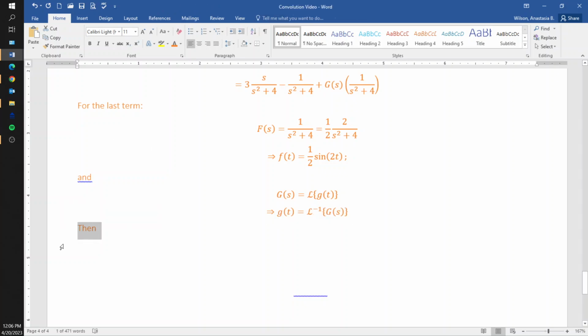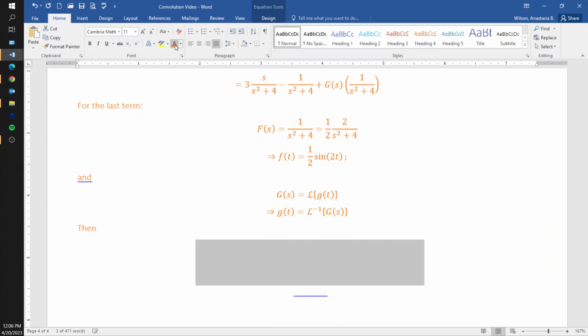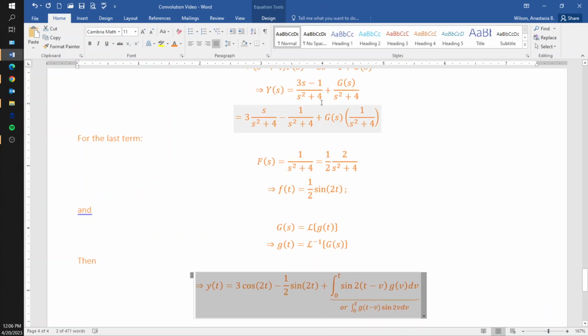So then, the convolution theorem combined with what we have up here says that y of t is going to be the inverse Laplace transform of all of this. So that's 3 times the cosine of 2t, and then here we know is a 1/2 and the sine of 2t, so we get minus 1/2 sine of 2t. And then the convolution theorem says that we integrate from 0 to t the sine of 2 times (t minus v) times g of v, or because of properties of convolution, we can reverse the order.